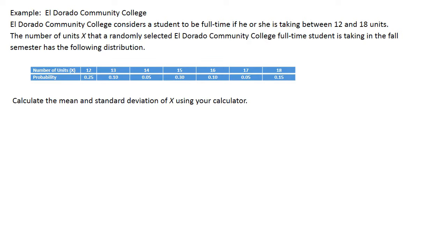If you'd like, you could take a moment and pause the video and enter that into your calculator and do that now just to make sure that you're getting the right answer. I've already done this, however, and it turns out that mu of x is 14.65 and sigma of x is 2.056. That's just the average number of units taken per student, and then the standard deviation gives you the average difference from that mean number of units.